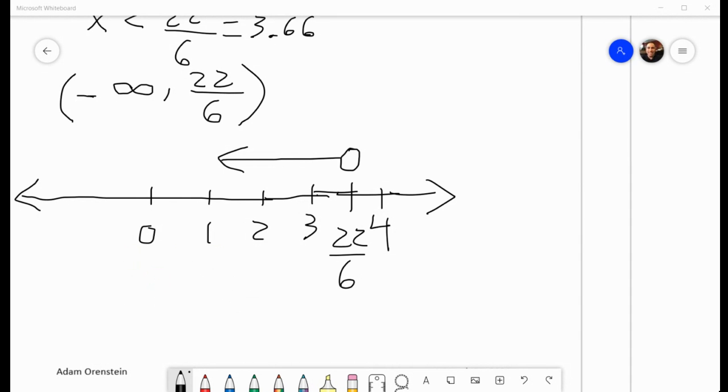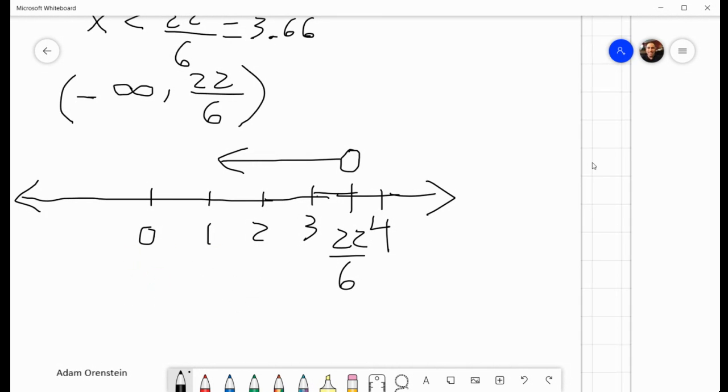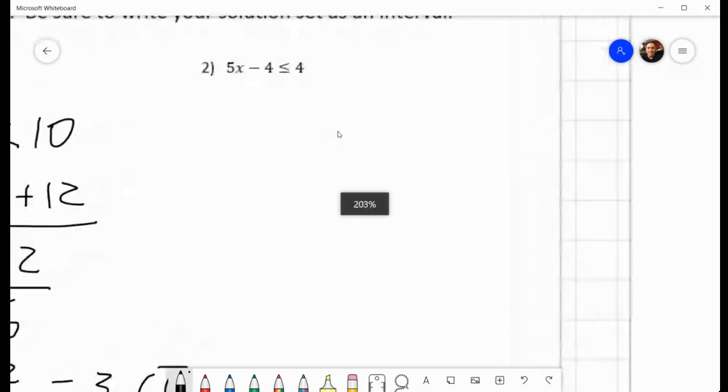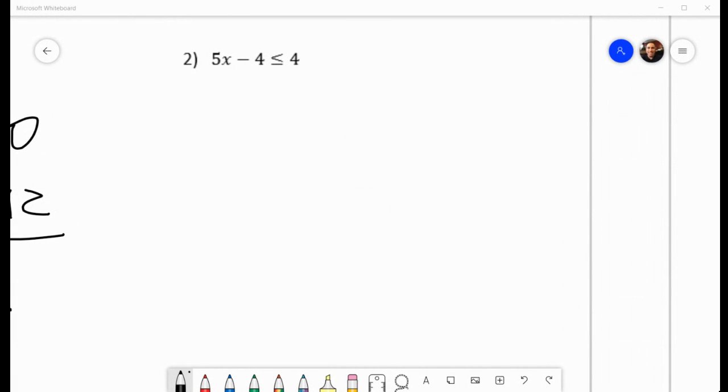All right, let me just move this up to the next problem. All right, let me see if I can zoom in a bit. This might help. All right, there we go.